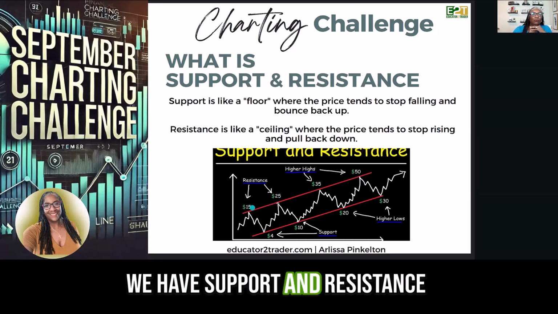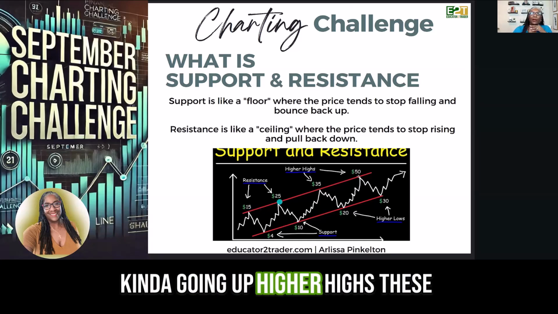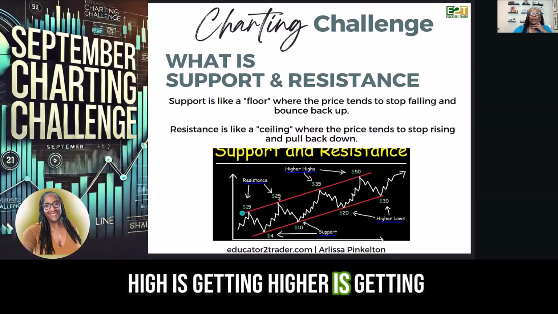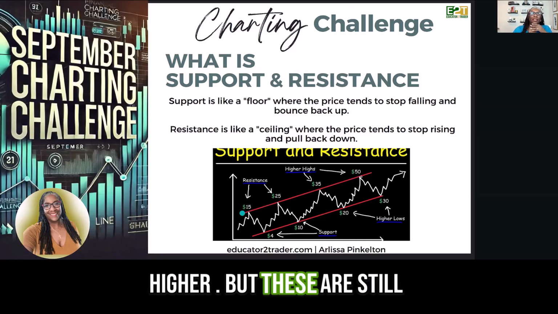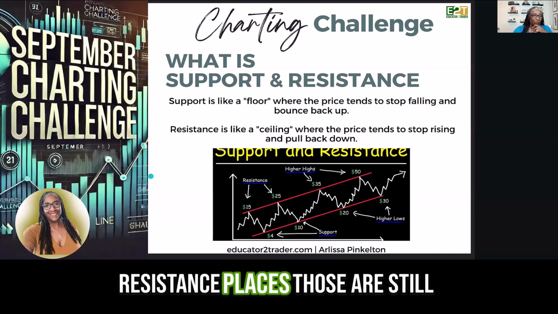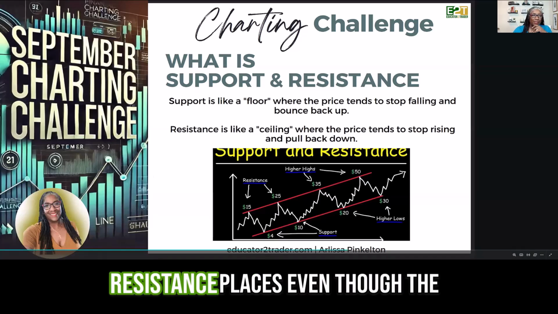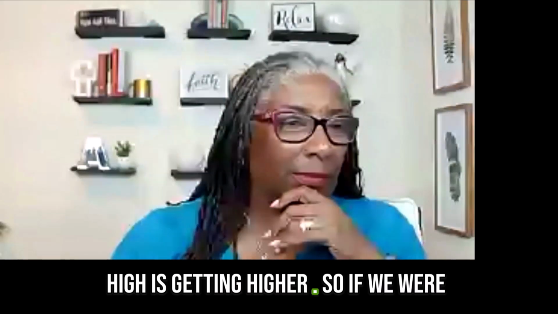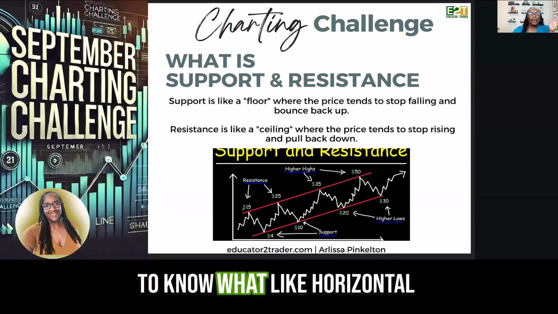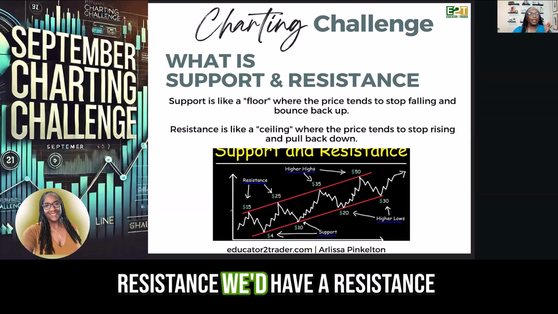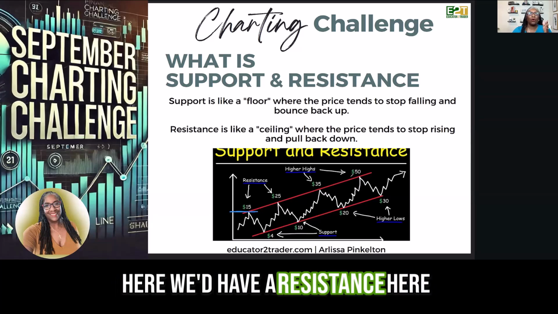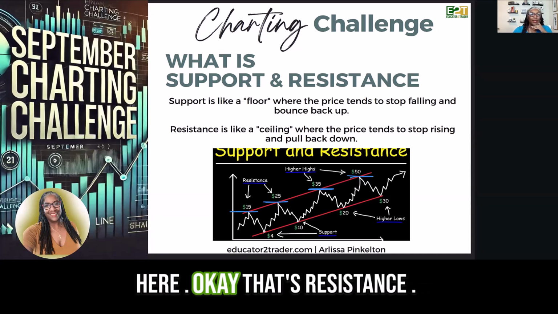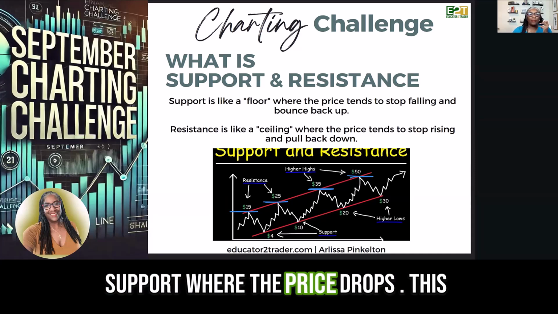Notice we have support and resistance kind of going up. These are called higher highs, where the high is getting higher and higher. But these are still resistance places, even though the high is getting higher. So if we were doing horizontal resistance, we'd have a resistance here, here, here, and here. Okay, that's resistance.